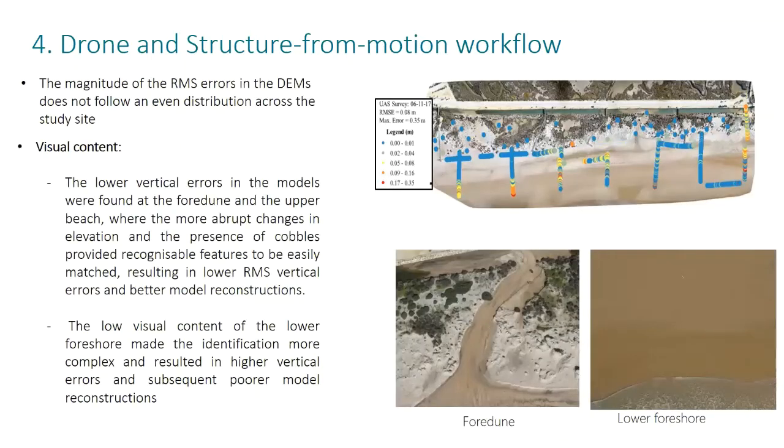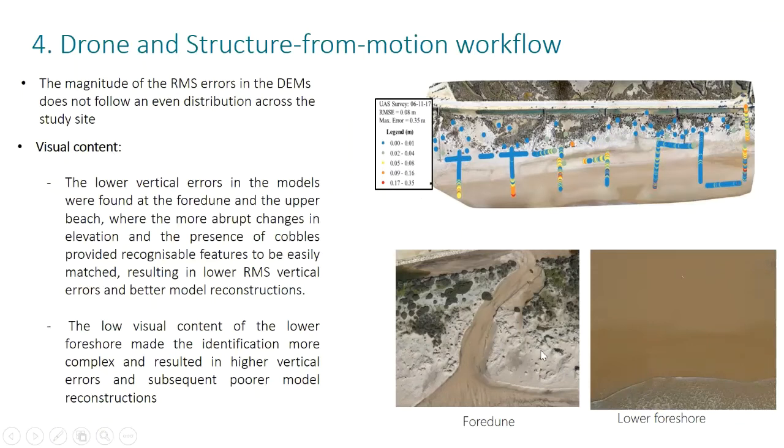As I said before, in the field we needed to measure some points to assess the vertical accuracy of our models, but this accuracy is not homogeneous over the study site. For example, in this map, you see the errors found in the different points. And as you see, there are some areas closer to the lower foreshore where the water is that are exhibiting higher errors, and also on the sides. And this is due to the varying visual content of the beach and the dunes.